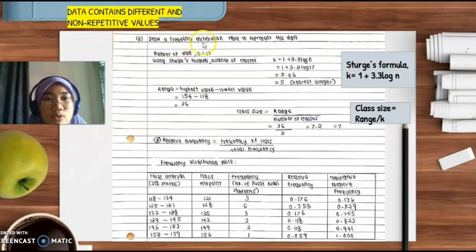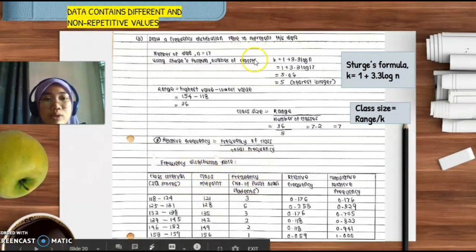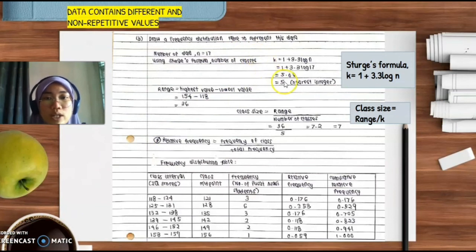For question B, we need to draw a frequency distribution table, and we know that the data contains different and non-repetitive values. So when we know this, we need to find the class interval to enable us to draw the frequency distribution table and extract those data. We need to find the number of classes, for which we will use Sturges' formula as you can see, and then we find the range. When we have these two values, we can calculate the class size using this formula, and then we extract those values and put them in the table.